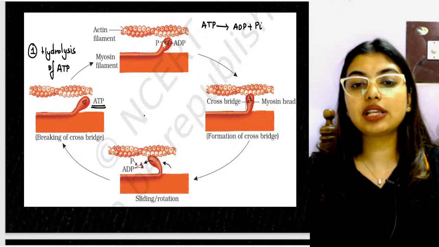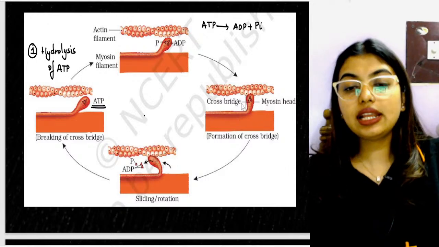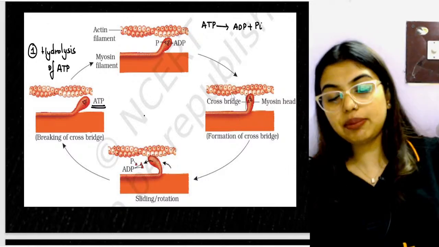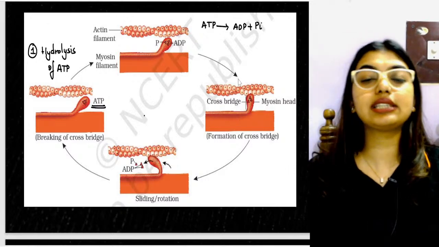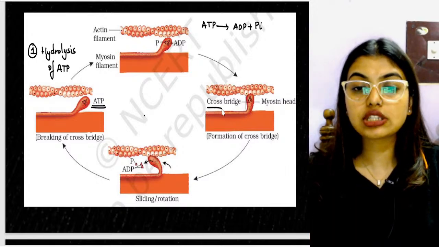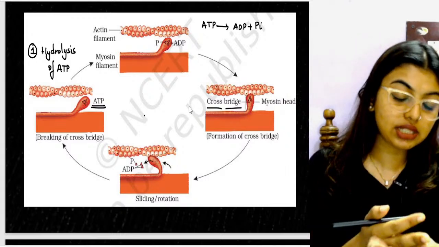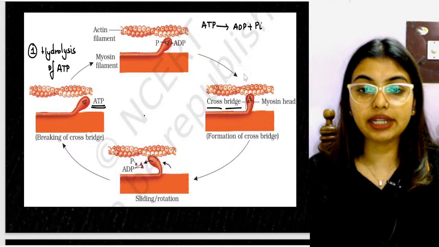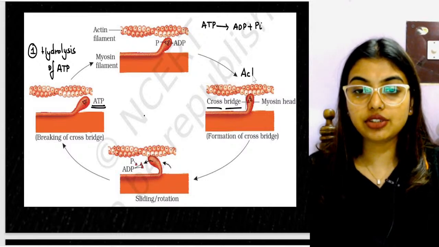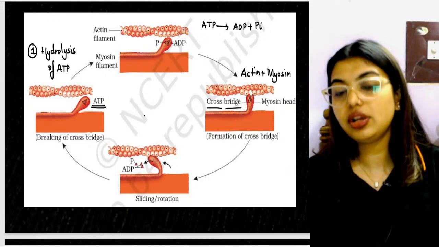This ADP plus Pi will be on the head of the myosin. Then students, because the ATP went, now the myosin binding site and actin binding site is visible, and they will form a cross bridge. Cross bridges form when a myosin and an actin bind. So here is their marriage. Actin plus myosin marriage is going to happen here.